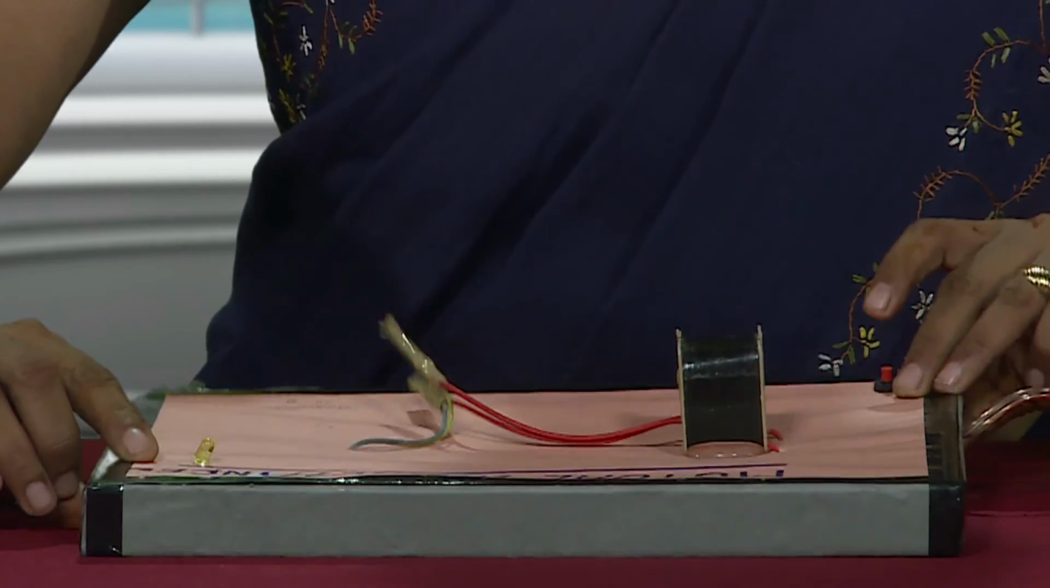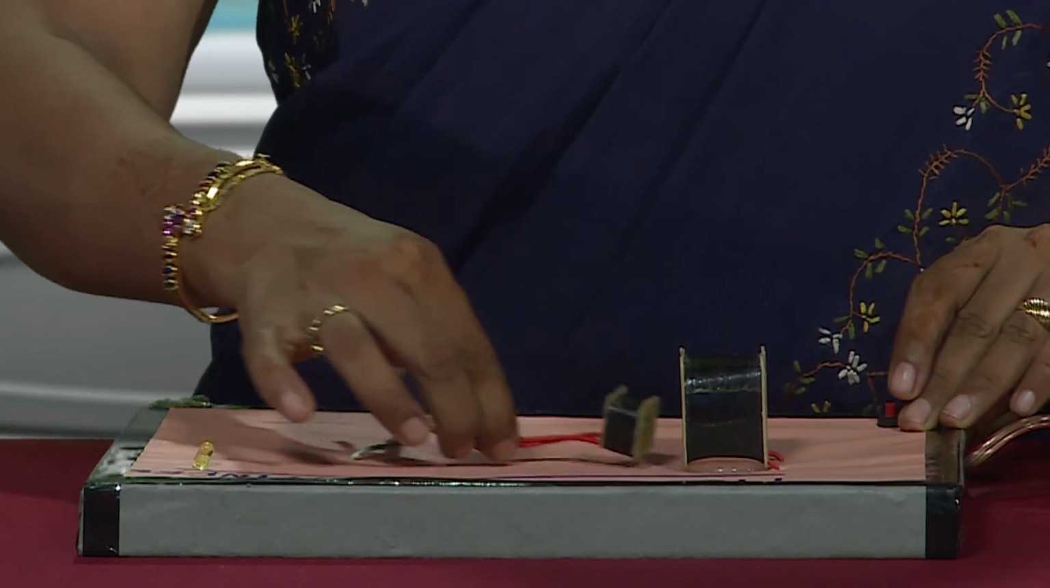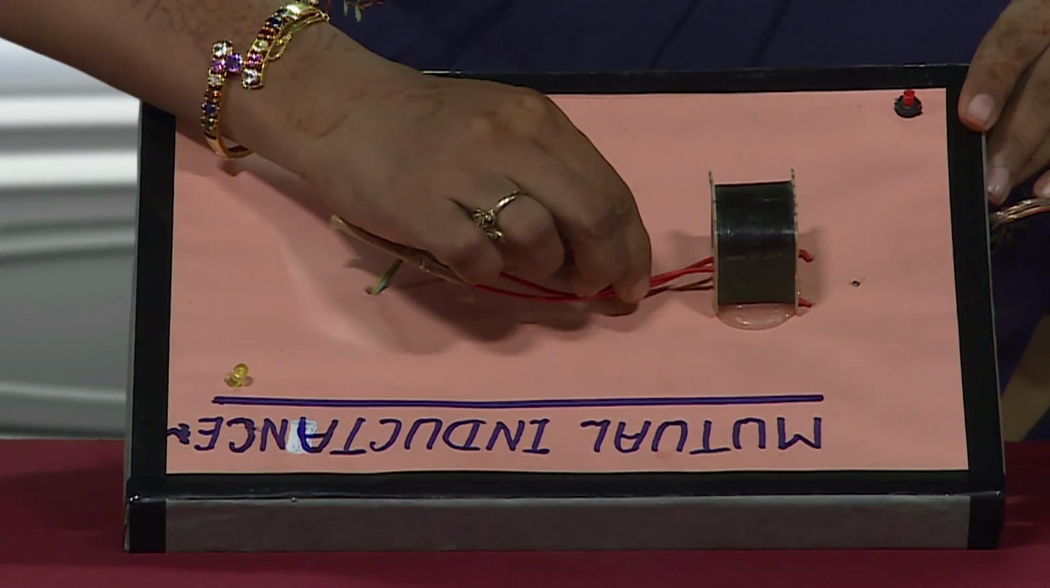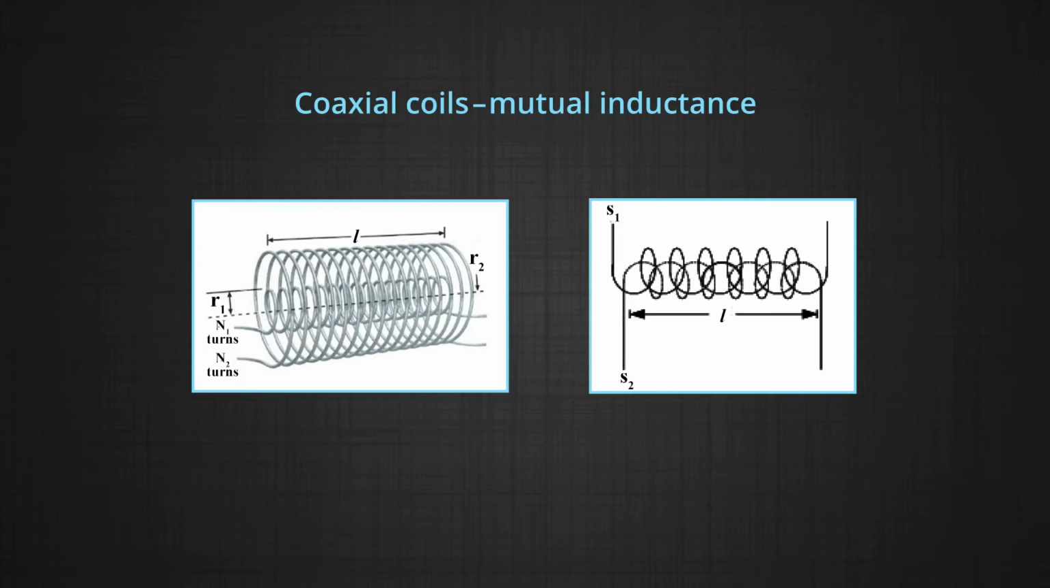We want to study the orientation where coil 1 is coaxial with coil 2 as seen here. You can see in the diagram as well. The two coils are coaxial with each other. The two coils are long solenoids, each of length L.